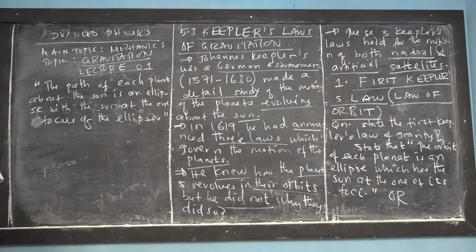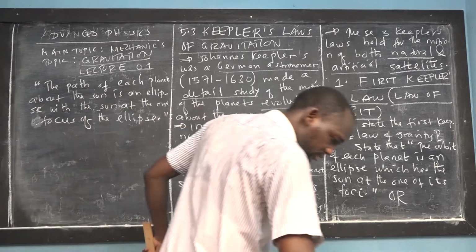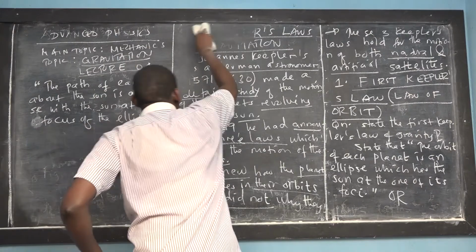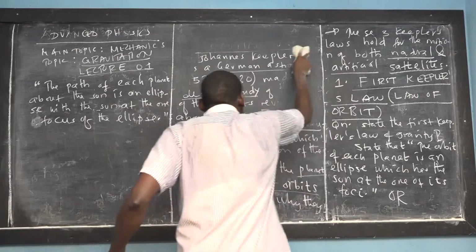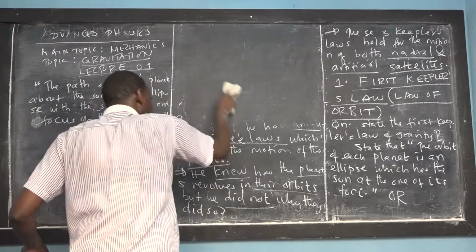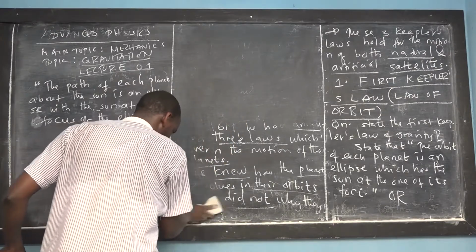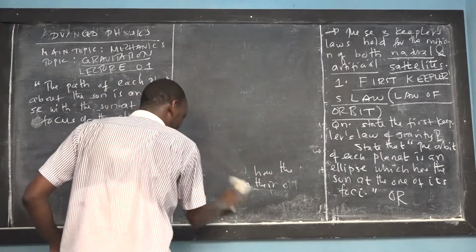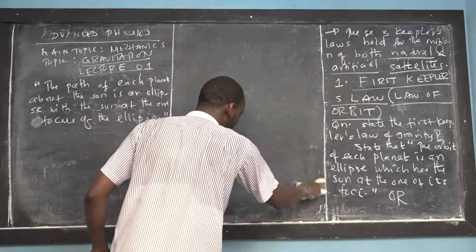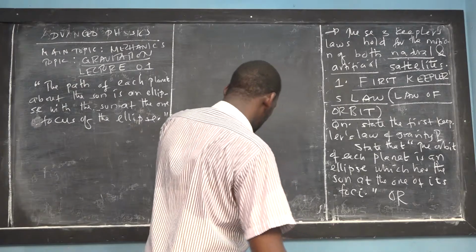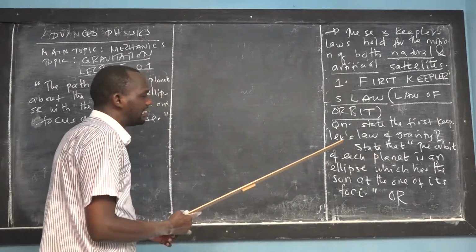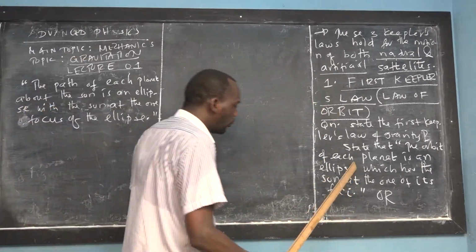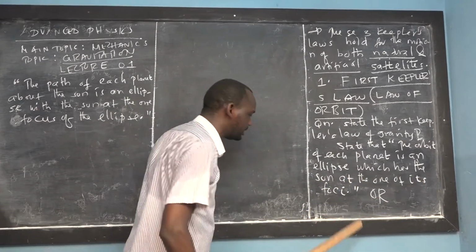Let me explain this first law clearly because it's very important. First Kepler's law, or we call it the law of orbit, states that the orbit of each planet, whether we have 9 or 11 planets, is an ellipse. That is the first sentence. Number two, which has the sun at one of its foci.